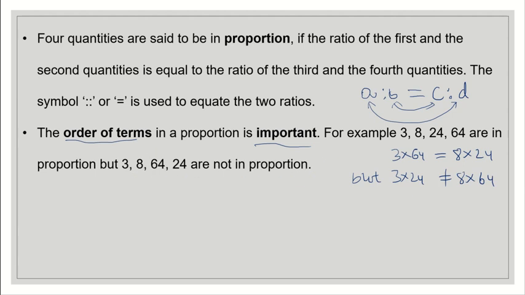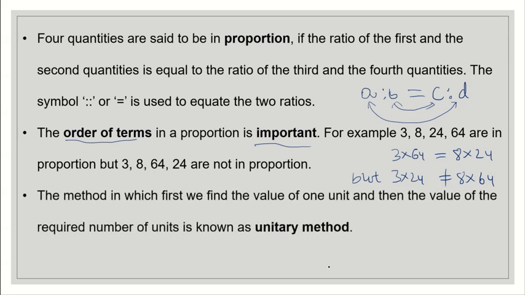Now moving on to another important point, the method in which first we find the value of one unit, then find the value of the required number of units, is known as the unitary method. The unitary method is nothing but finding the value of one unit first, then finding the value of the required number of units. Okay, with this, I explained these three important topics to you.